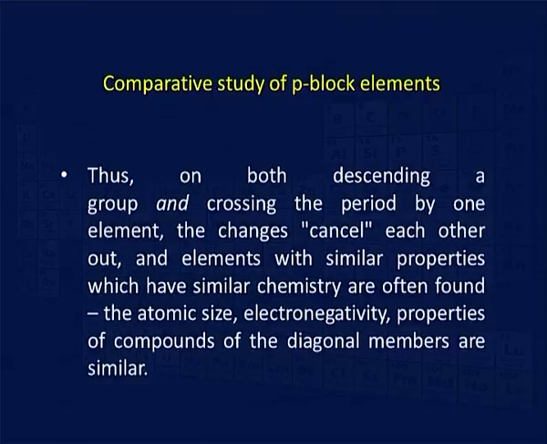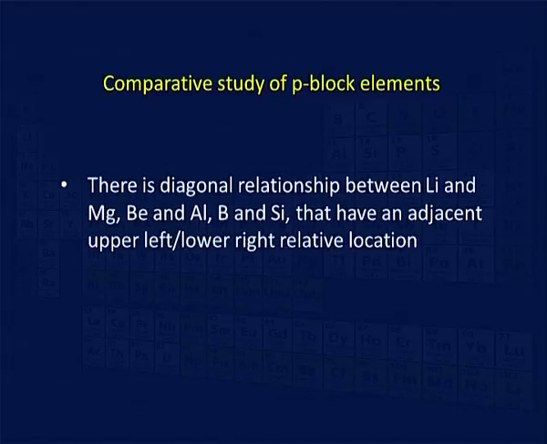Thus, on both descending a group and crossing the period by one element, the changes cancel each other out, and elements with similar properties, which have similar chemistry, are often found. The atomic size, electronegativity, and properties of the compounds of the diagonal members are somewhat similar. There is a diagonal relationship between lithium and magnesium, beryllium and aluminum, boron and silicon, that have an adjacent upper left, lower right relative location in the periodic table.